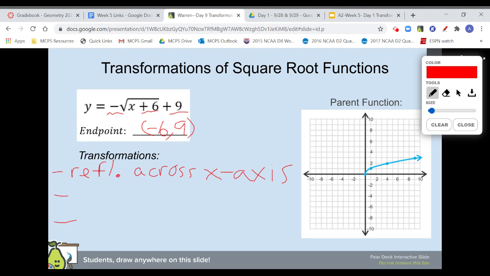And then I have 2 more. The +6 under the square root tells me, again, opposite of what you would think. So +6 tells me left by 6 units. And that number on the outside at the end, +9, tells me that I am also translating up by 9 units.